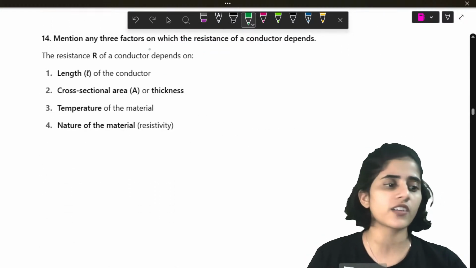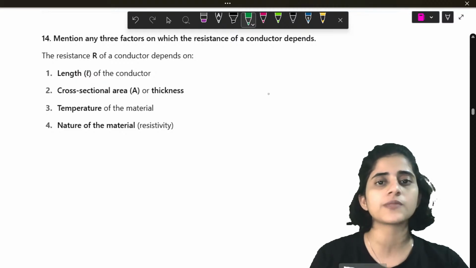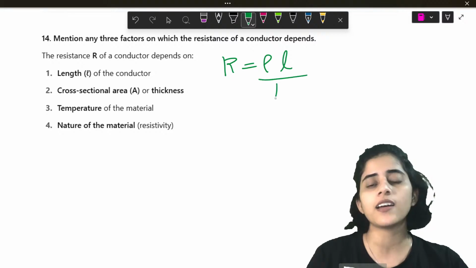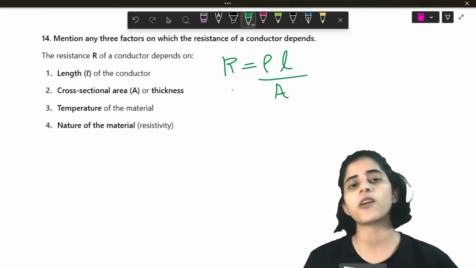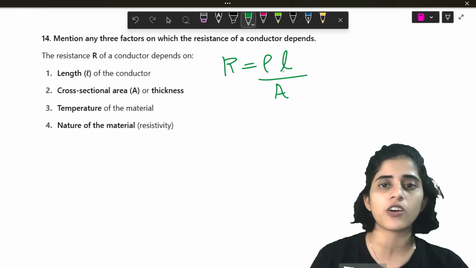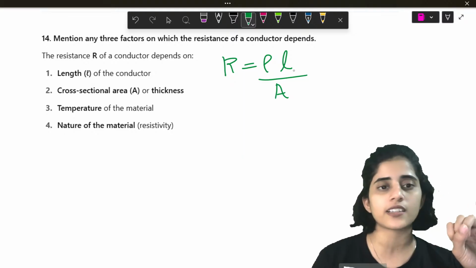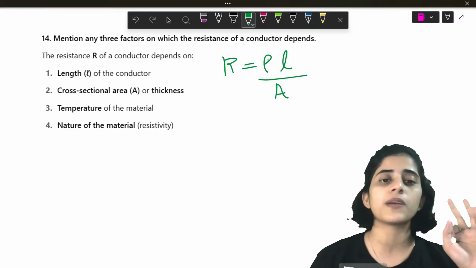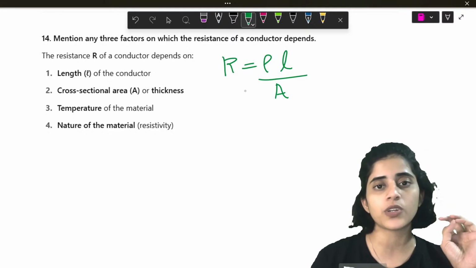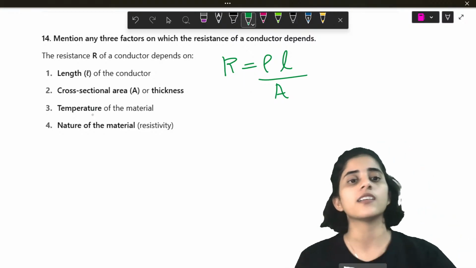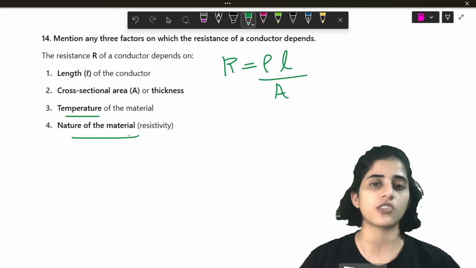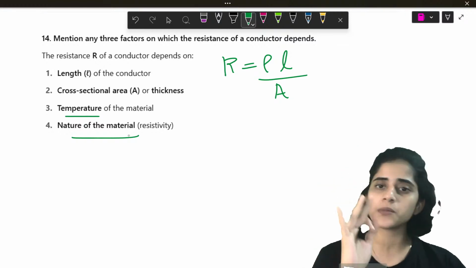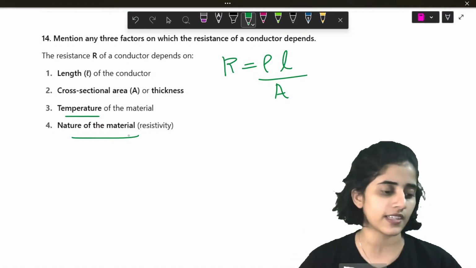Mention any three factors on which resistance of a conductor depends. So what is the formula? Resistance is equal to rho L by A. So what are the factors that resistance depends on? Length of the conductor, area of cross section, and then nature of the material and temperature of the material. What is nature of the material? Resistivity. Other than these three terms, it depends on temperature also. You can just remember it like that.